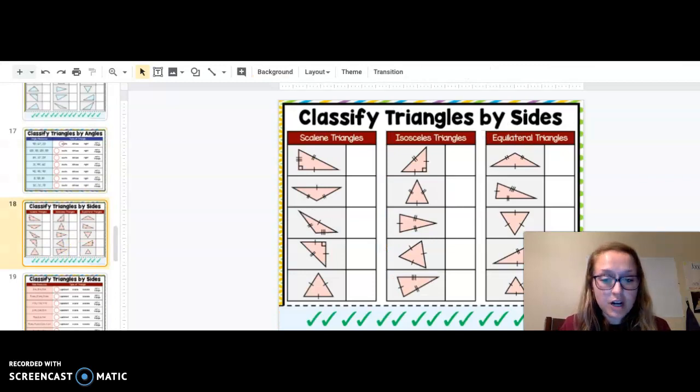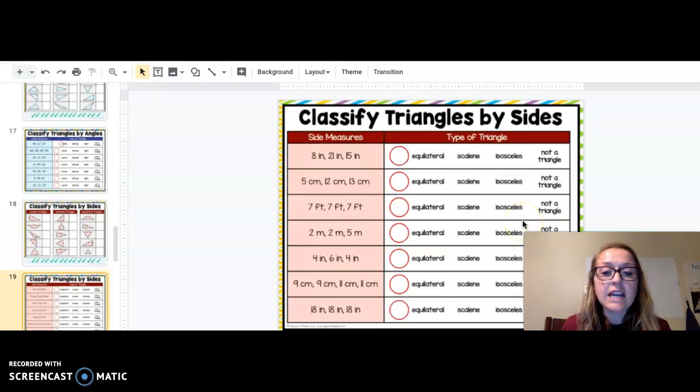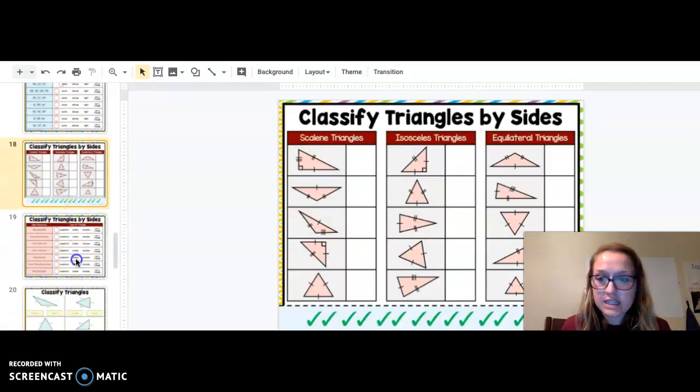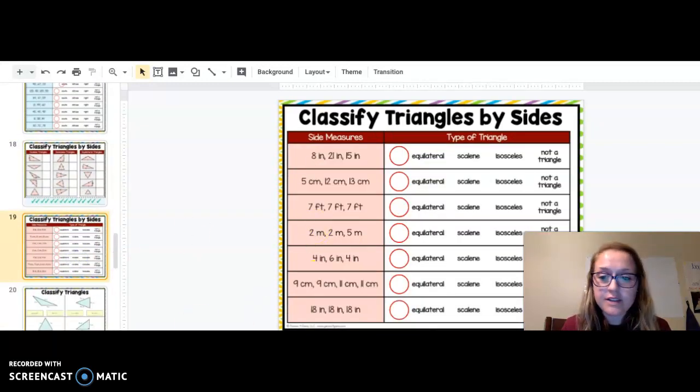In this first chart, place a check mark beside any scalene triangles. In the second part, the isosceles, and in the third, equilateral triangles. Delete any unused check marks when done. Same thing here, the side lengths of different triangles have been given. Use the measurements to determine the classification for each triangle. Drag the red circle and you can stretch it if you need to.